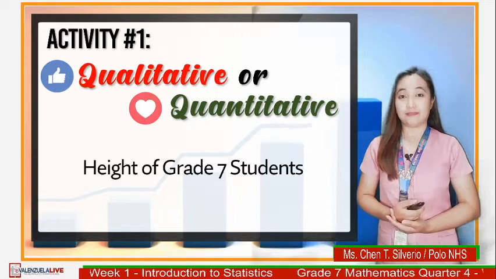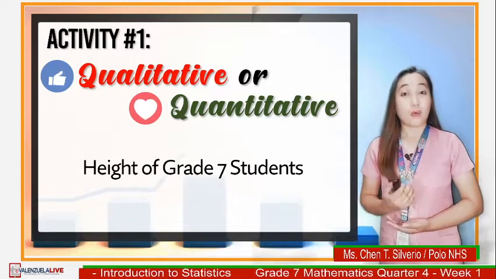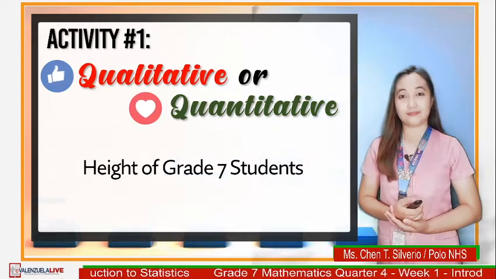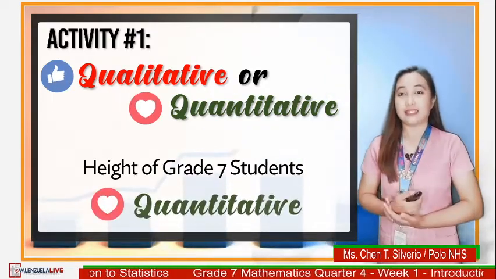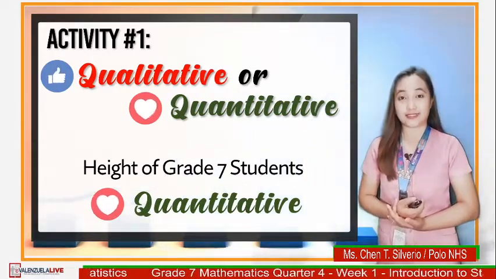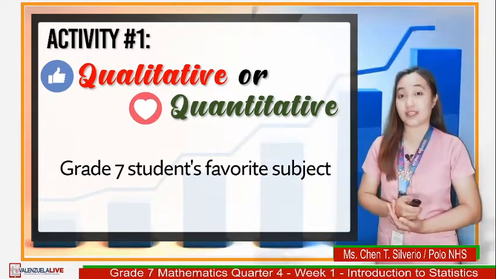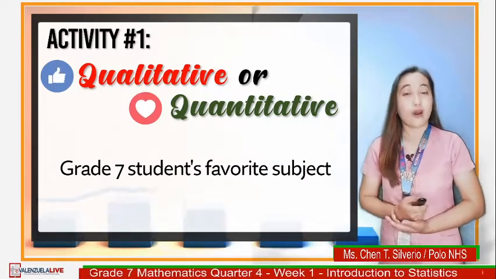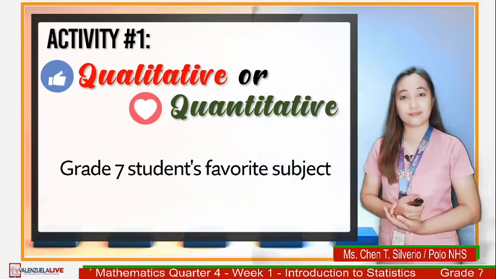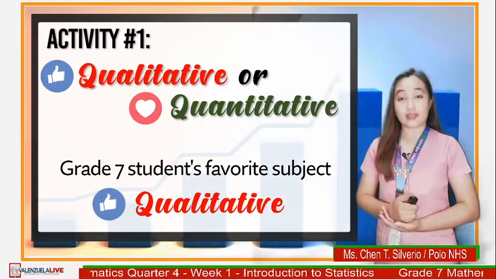For the third item, the height of grade 7 students. Is it qualitative or quantitative? Very good. This is a quantitative data as it will also give us measurements. Another, grade 7 students' favorite subject. Is it qualitative or quantitative? Very good. This is an example of qualitative data.